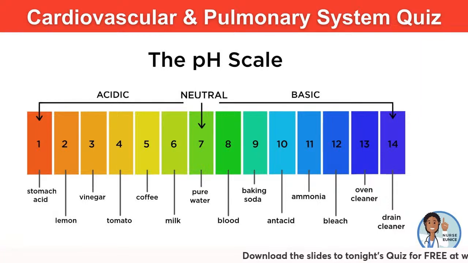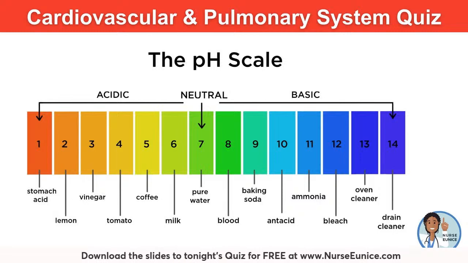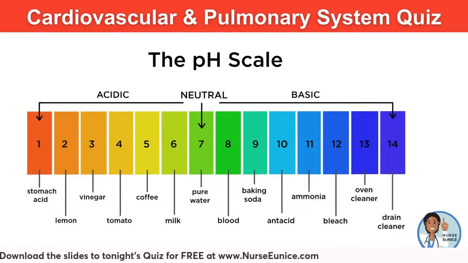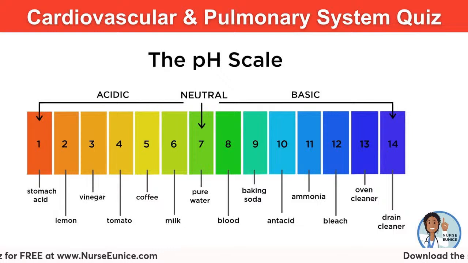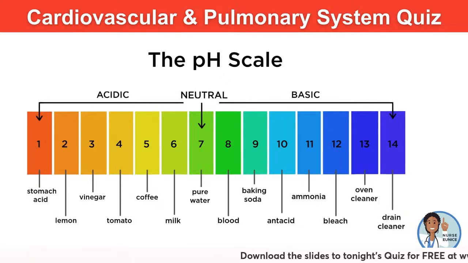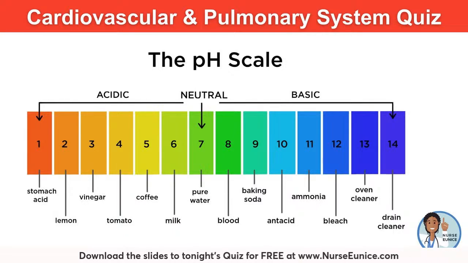But I want you to look at a pH of 1. So that has to be something that's really acidic. So stomach acid has a pH of 1. And when you go all the way down to the other end, we have bleach, we have our oven cleaner, we have our drain cleaner. So those are more alkaline. So those have higher pHs.